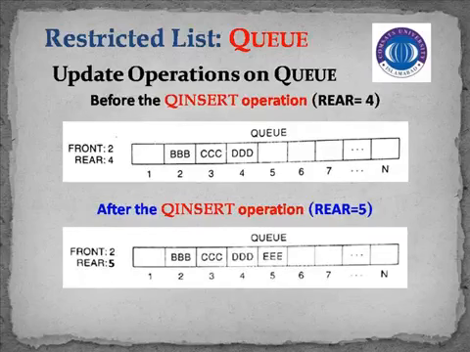Ladies and gentlemen, this next slide portrays the update operation of insertion, which maintains the rear pointer accordingly. As you can observe, when the new element EE has to be inserted at the fifth location, the rear is first incremented to point to that location of the queue in an n-size array.